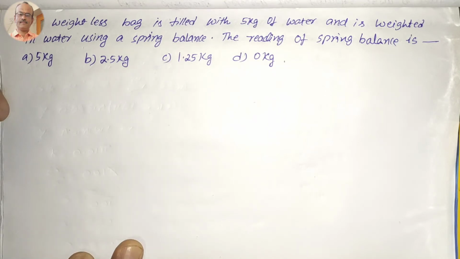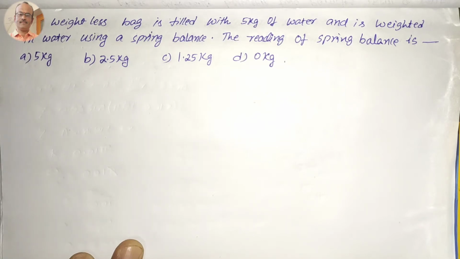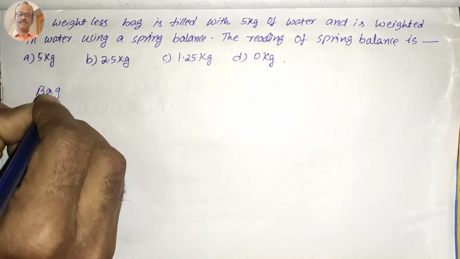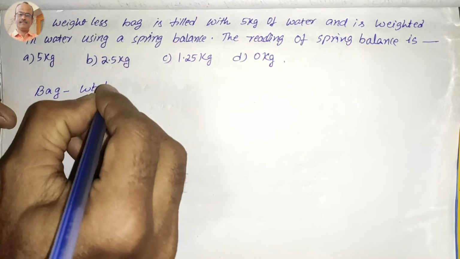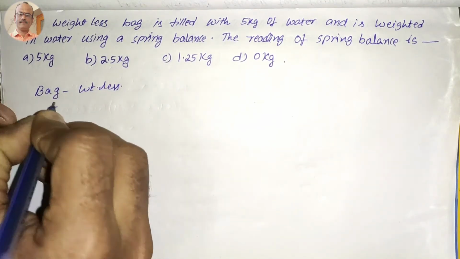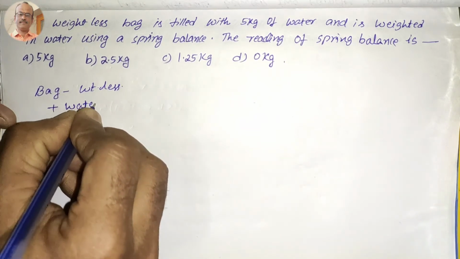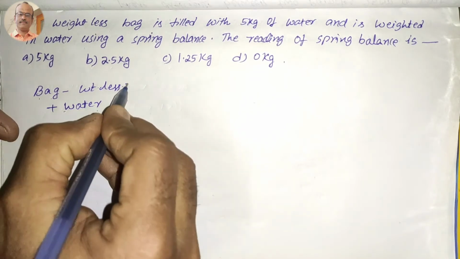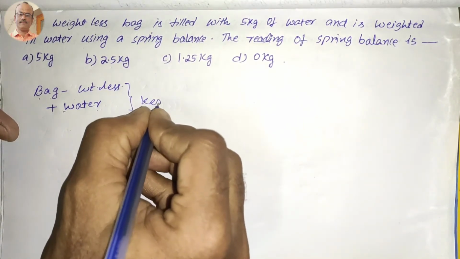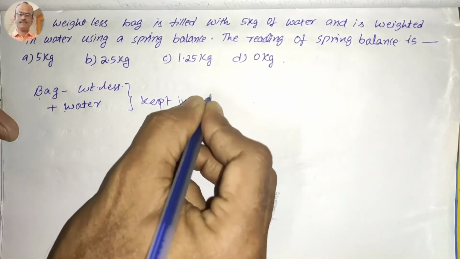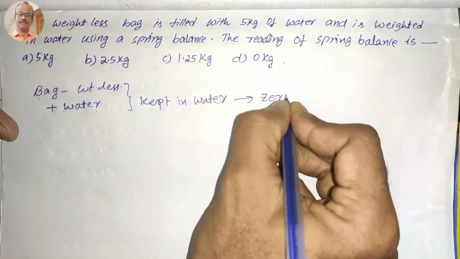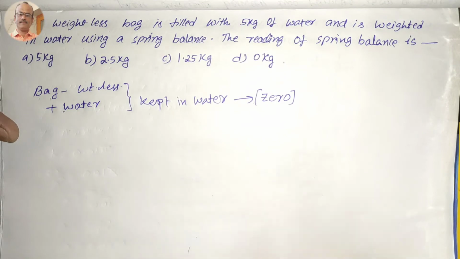Now the question number 34. A weightless bag is filled with 5 kg of water and is weighed in water using the spring balance. Reading of spring balance is how much? So here first of all, initially the bag is weightless and it is filled with water. This is also weightless and it is filled with water, and this must be totally kept in water. Then what is the reading of spring balance? That is also 0. That means the weight of water in water is 0.